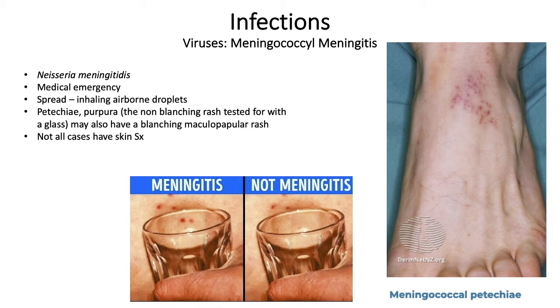Meningococcal meningitis is a medical emergency and delays can be fatal. But it's important to note that patients may also and only have a blanching maculopapular rash, especially in the early stages of the disease. And indeed, not all cases even have skin involvement.